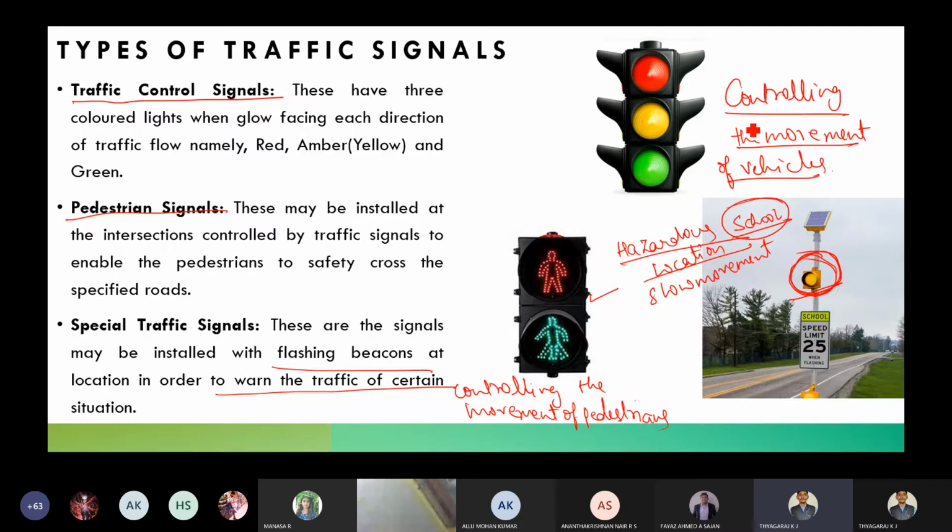That is the traffic control signal, controlling the movement of the vehicle. Pedestrian signals, controlling the movement of the pedestrians at the intersection. Then the specialized traffic signal, which will be used in the indication of the hazardous location. These are the three types of traffic signals. These are the signals which you are going to observe in your daily life. I hope it is clear, right? Types of traffic signals. Kindly respond.